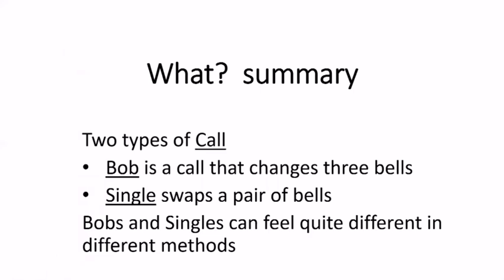So that summarizes what? There are 2 types of call. There's the bob, which changes 3 bells from where they'd normally have expected to be, and a single that changes 2 bells from what they would normally be. And what we also see there is that bobs and singles can feel quite different in different methods, especially when you're starting out in method ringing.